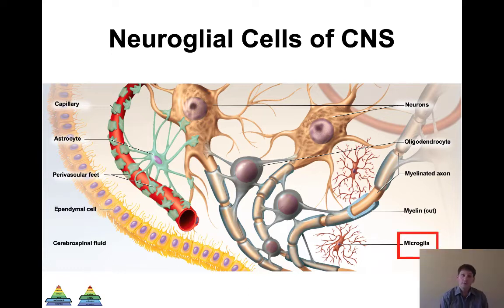Our microglia are kind of scanning the brain tissue, phagocytizing foreign debris, and playing a role in our immune system. And then finally our astrocytes, and those astrocytes, as you can see here, have those perivascular feet that are surrounding our blood capillaries. They're also forming a supportive framework and communicating with those neurons as well.